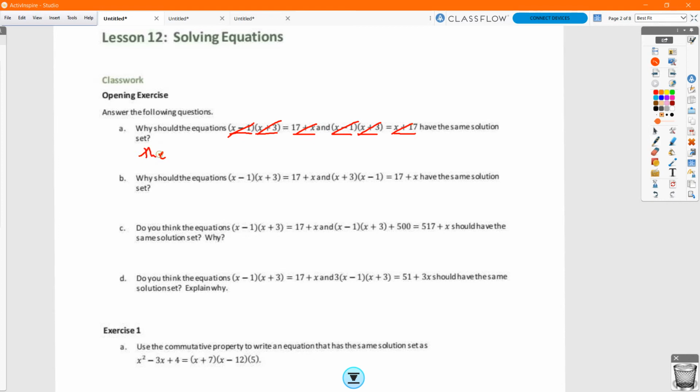The terms are identical. Nothing has changed. So let's look at B. Why should the equations x minus 1 times x plus 3 equals 17 plus x, and x plus 3 times x minus 1 equals 17 plus x?